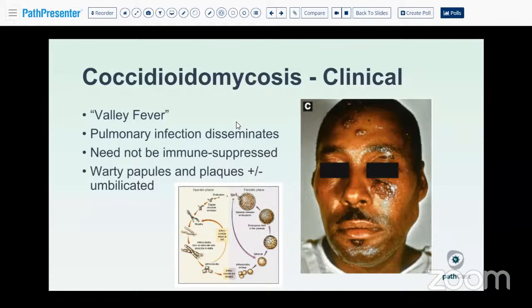Clinically, Cocci is also known as valley fever. We see it quite a bit here in Southern California, where I am, and in general in the Southwest United States. It's airborne in the dust, so it's inhaled, and it disseminates from the lungs to the skin. Importantly, you need not be immunosuppressed. I have seen this in young, healthy individuals, so it's not just a disease of immune suppression. It presents as warty papules and plaques, and sometimes can look umbilicated.